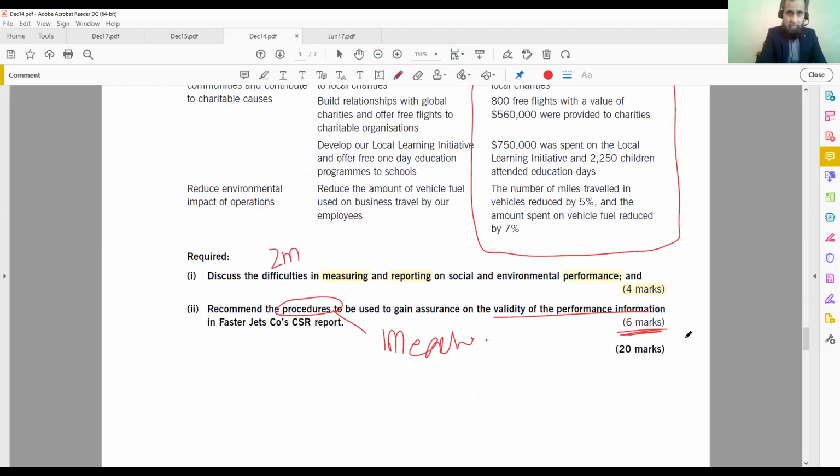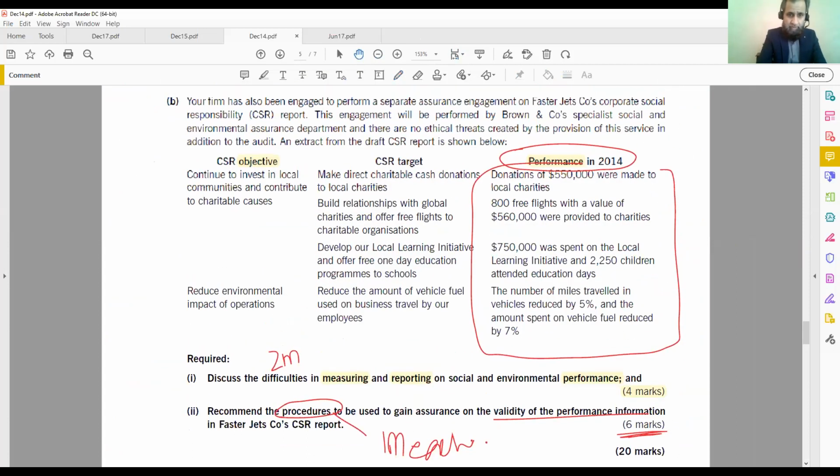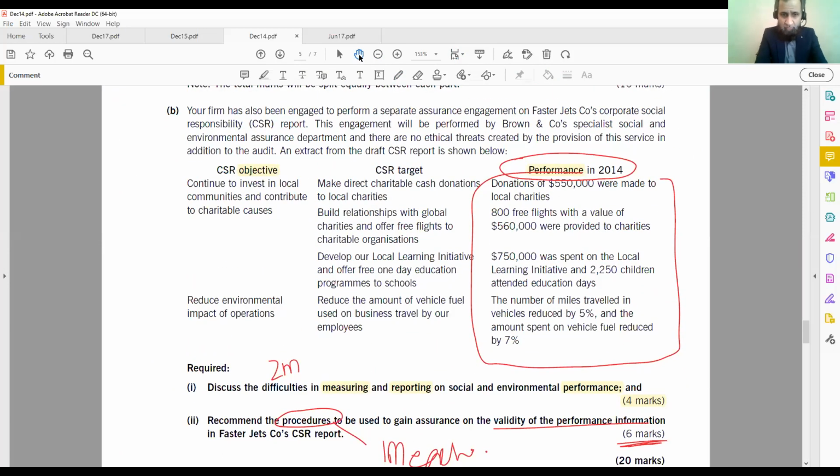Just 1 minute, sorry. Can you see this question now? Is it readable to all of you with this font size? Can you all read this question with this font size on your screen?